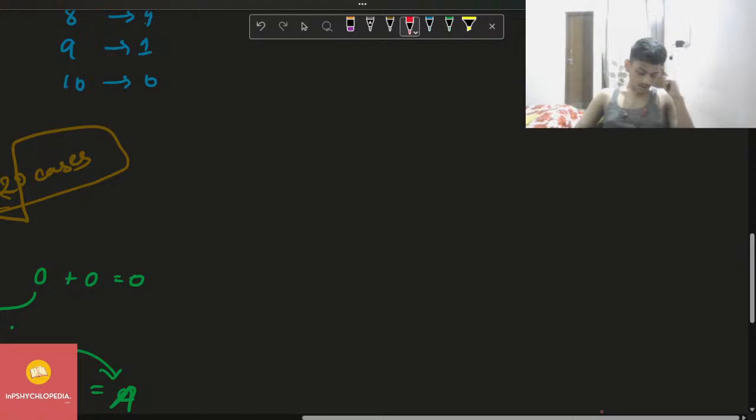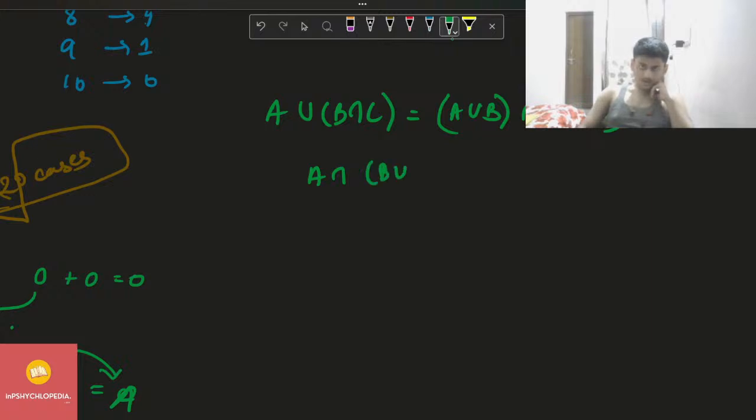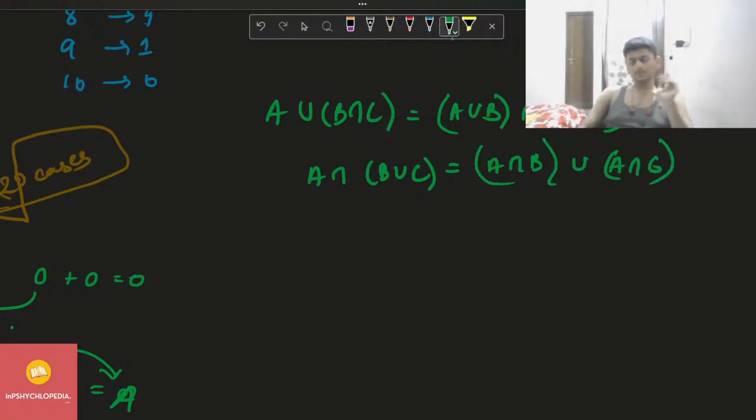So the next big thing is distributive law. A union (B intersection C) can be seen as (A union B) intersection (A union C), and similarly A intersection (B union C) is equal to (A intersection B) union (A intersection C). So it can be distributed among both.